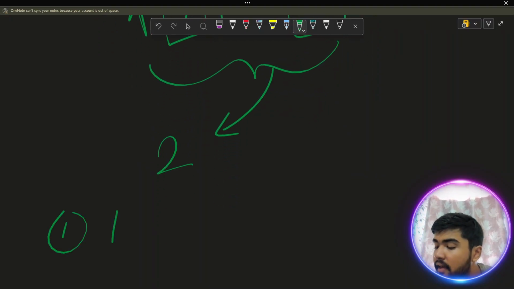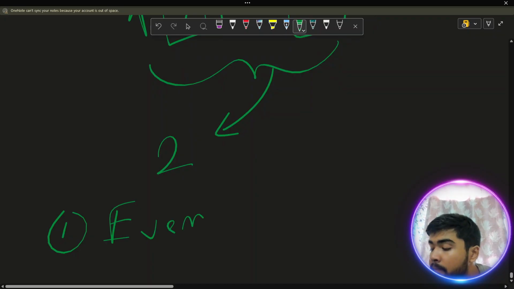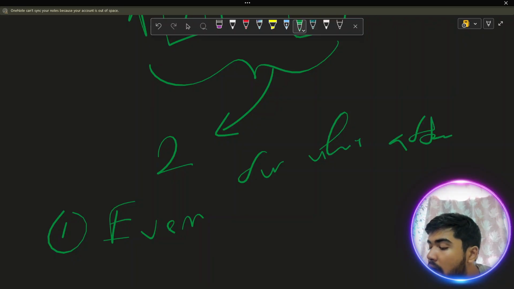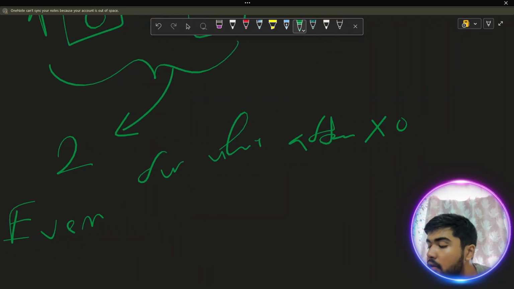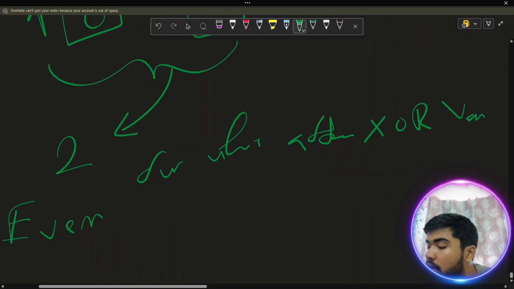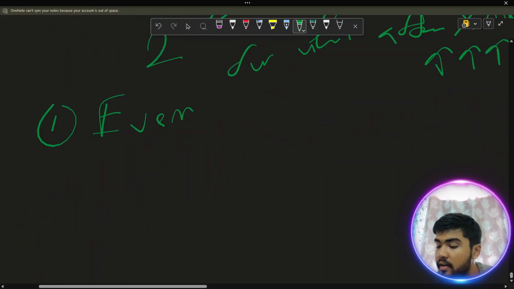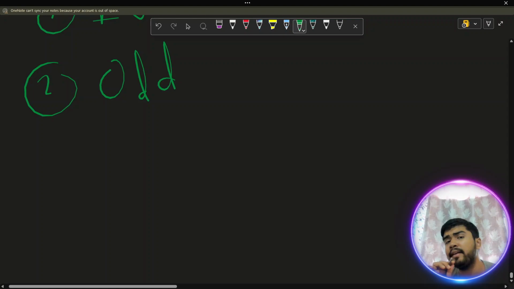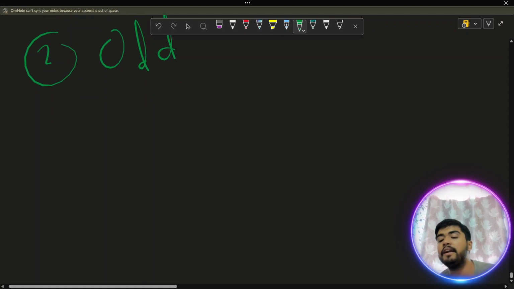The first case is if the count is even. What count is even? The count of nodes for which the value increases after XOR. So if their count is even. Second is if their count is odd. So for even, can you guys stop the video and think on your own?